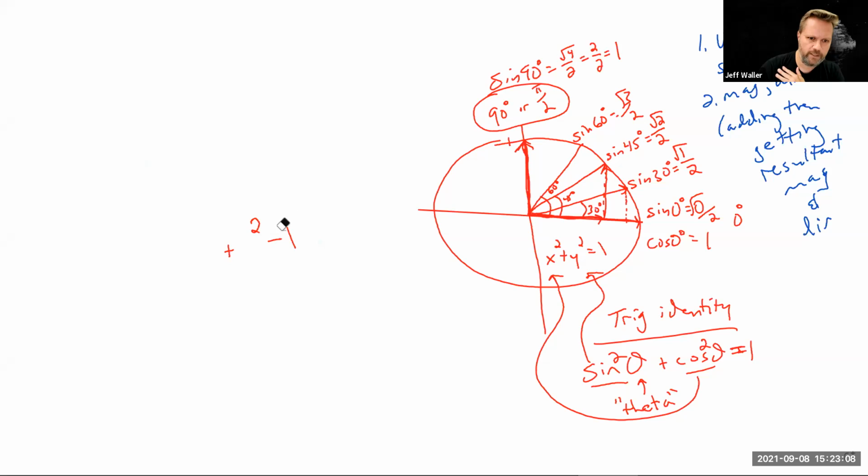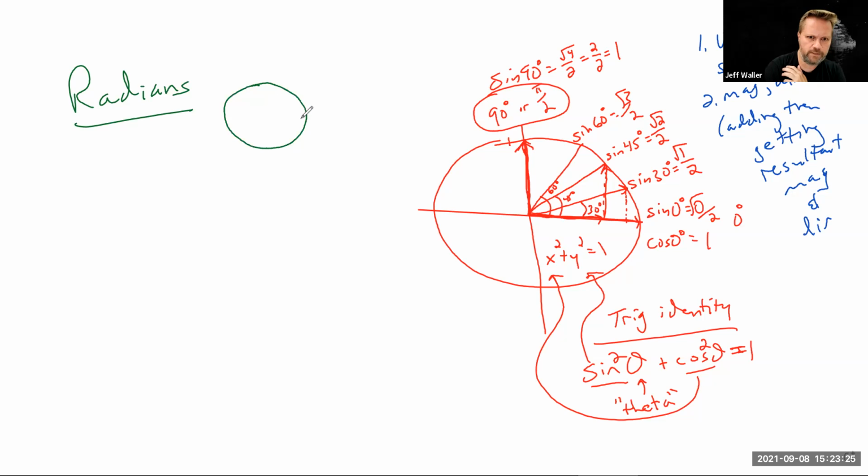In fact, let's talk about radians right now before I go any further, because I did say I would. All right. What the hell are radians? What are they? Where did degrees come from? How many total degrees are there in a circle?